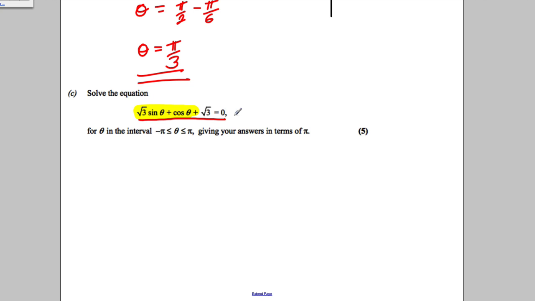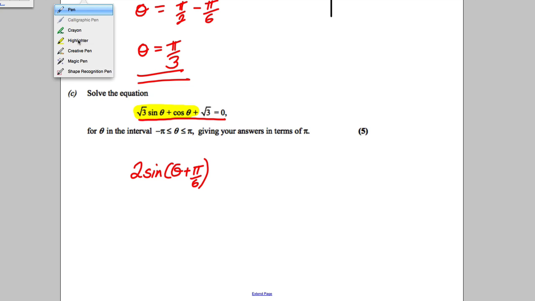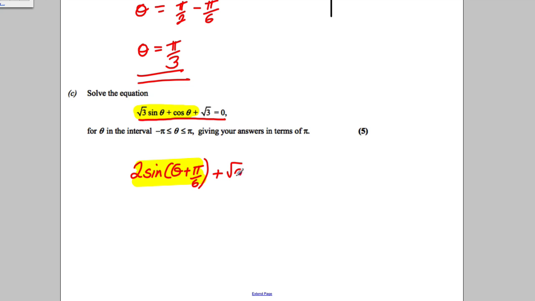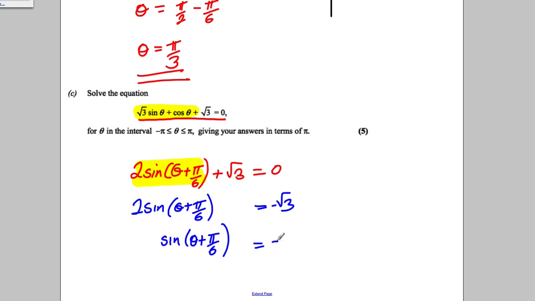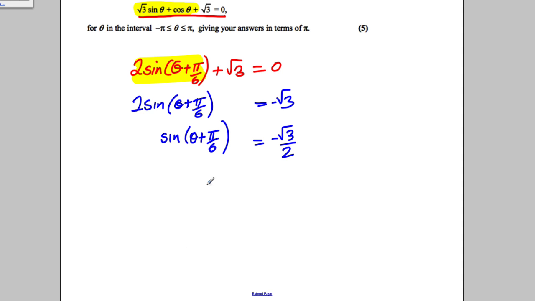So solving this equals 0 is equivalent to solving 2 sine of theta plus pi by 6, so replacing this whole thing with this, but don't forget the plus root 3 equals 0. So to solve that, subtract root 3 from both sides, so 2 sine of theta plus pi by 6 will equal negative root 3. Divide by 2, sine of theta plus pi by 6 is going to equal negative root 3 over 2.